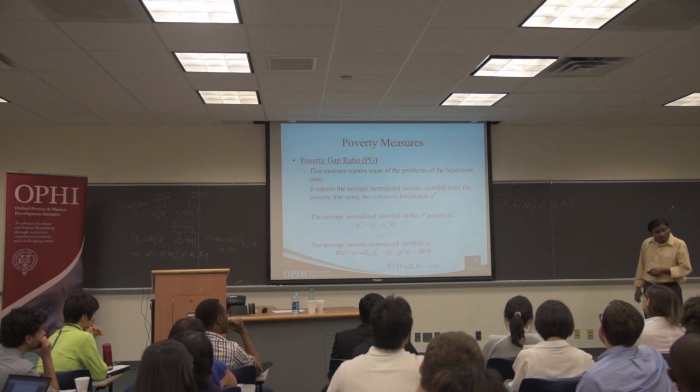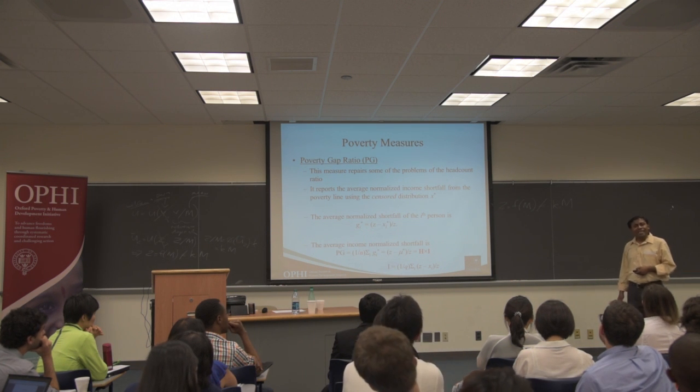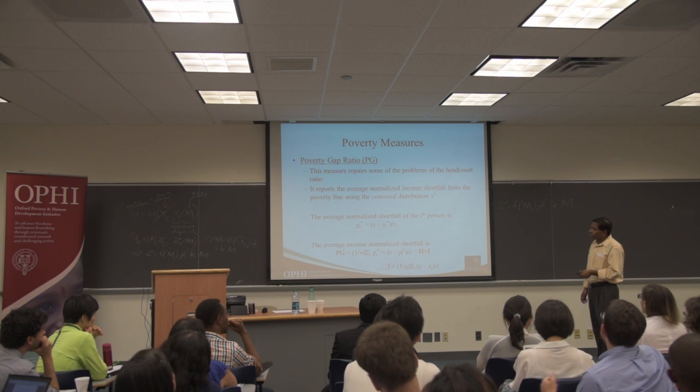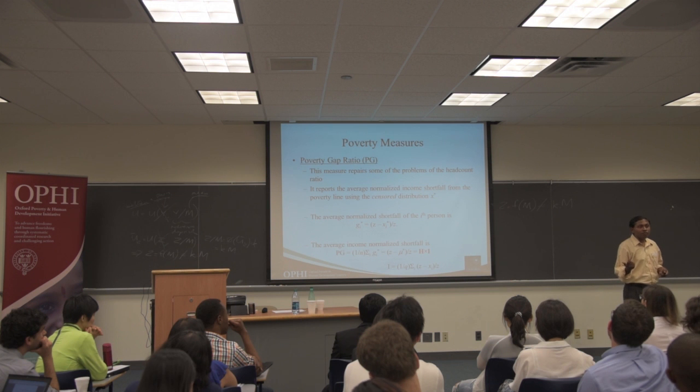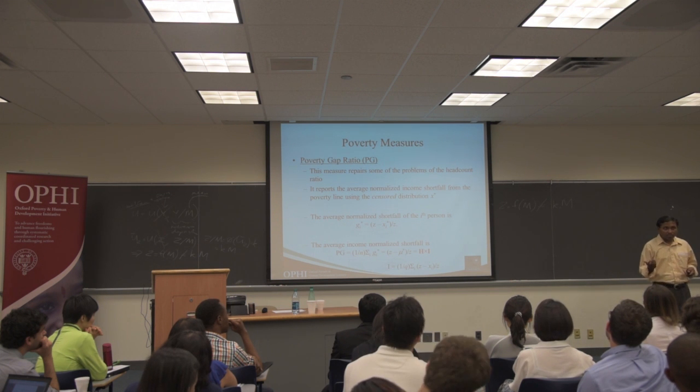Now you may argue, why don't we use I as a measure of poverty? You just look at the income of those who are poor, find out their income shortfalls, and use it as a poverty measure. Would there be anything wrong with it?